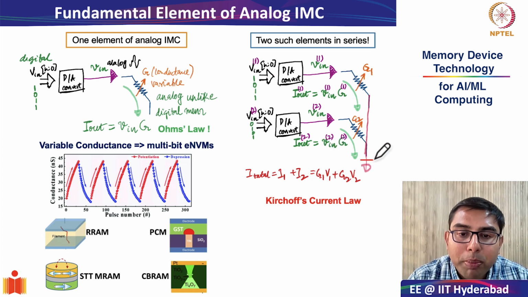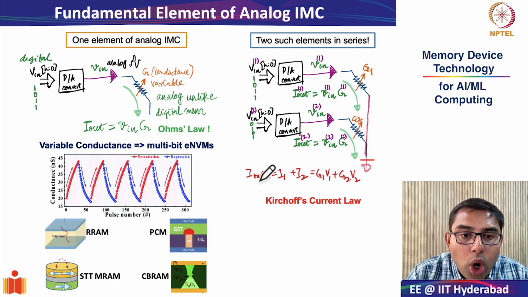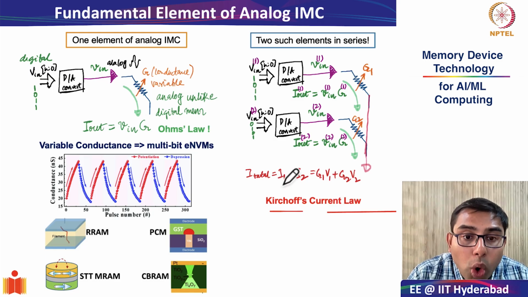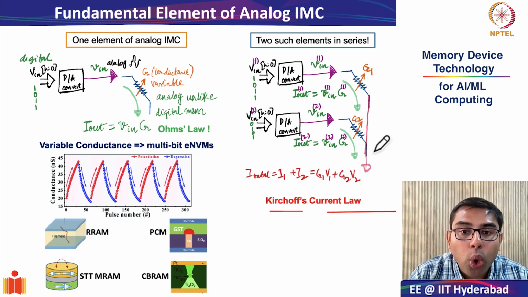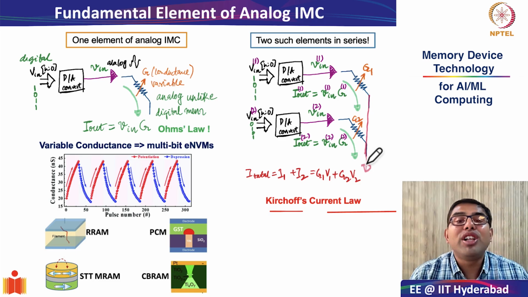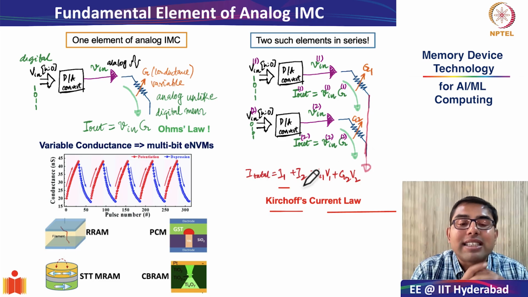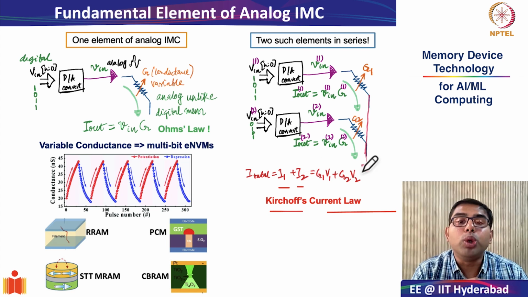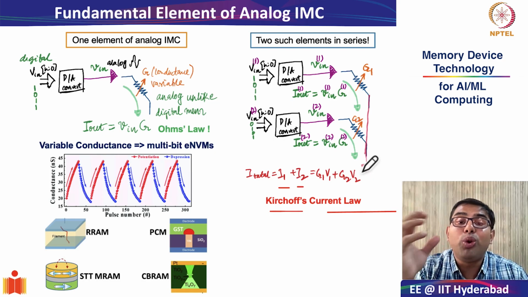Now what happens at this particular output node? Because they are connected in series, the total current by virtue of Kirchhoff's current law will be that both these currents, I1 and I2, belonging to these two separate branches, branch 1 and branch 2, when they are connected together, will just be summed up. So I total will be equal to I1 plus I2, where I1 is equal to G1 multiplied by V1 and I2 is equal to G2 multiplied by V2. The total current will be G1 V1 plus G2 V2.